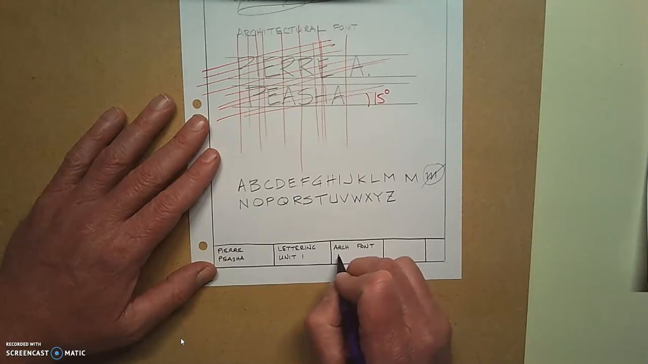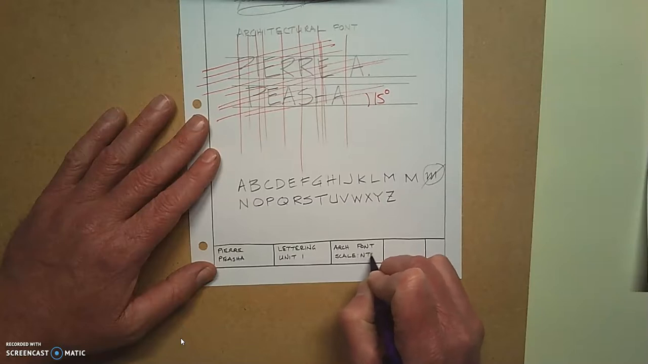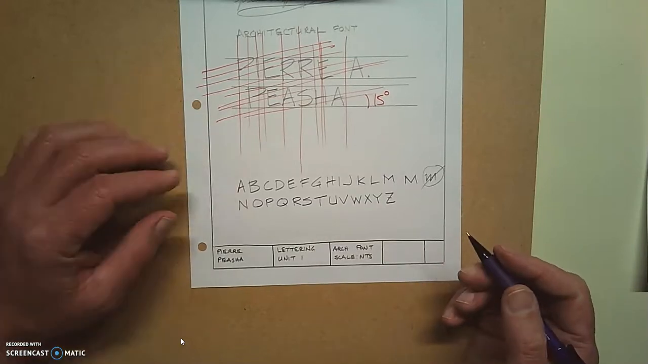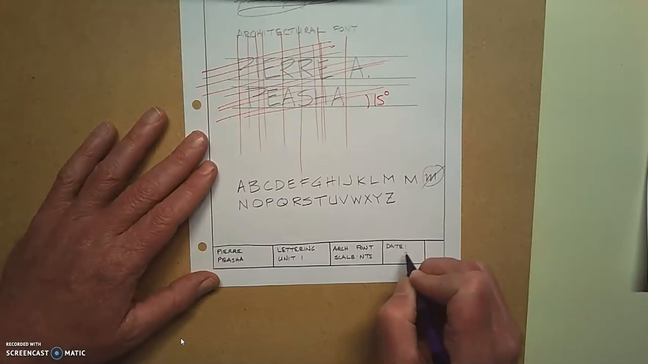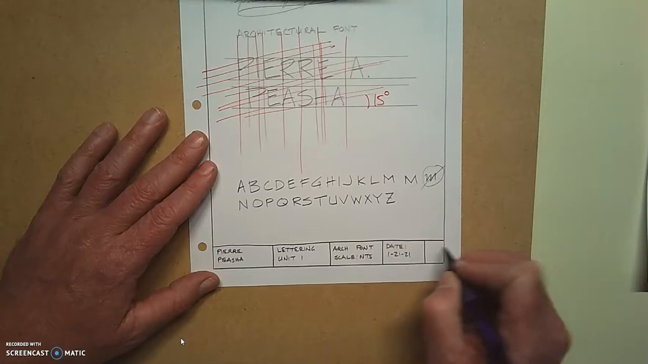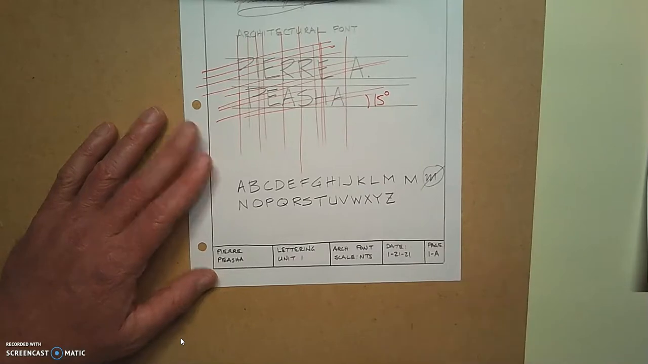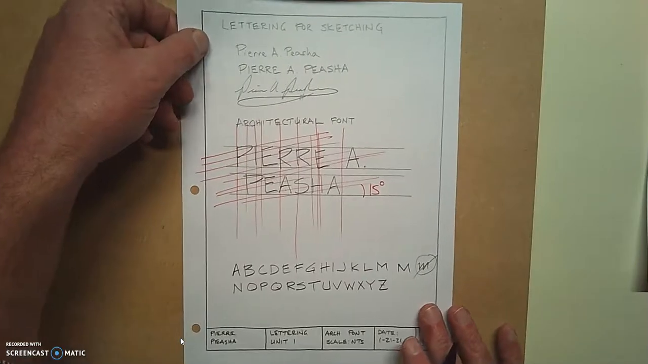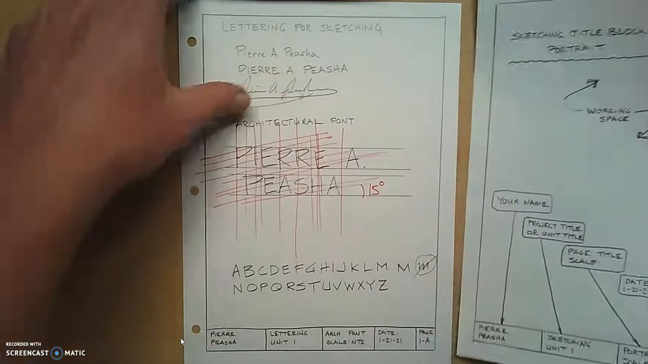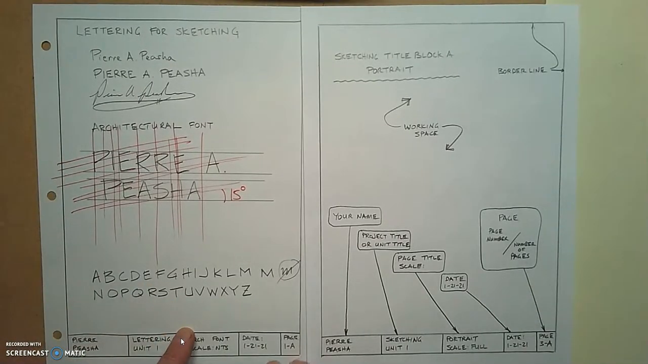And I'm going to put in here that the scale, we're going to put in NTS for not to scale. There's no scale here. We just gave this a guess. Put in the date. Today's the 21st. And the page number on this one right here is going to be page 1A. Okay. So we just used that portrait title block for an assignment we had done previously. Okay. All right.